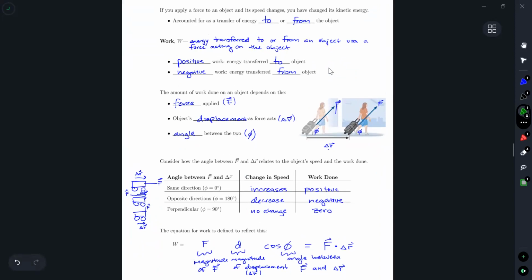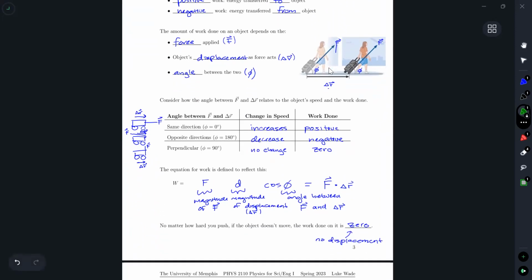So just knowing when net work is done, net positive work, something speeds up. When it is negative, something slows down. When it is zero, the speed can't change. So we didn't go too much into this, but something moving in a circle, for instance, uniform circular motion, the net work done is zero because it never speeds up or slows down.